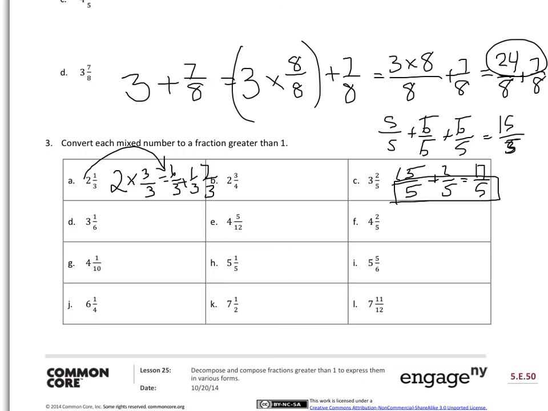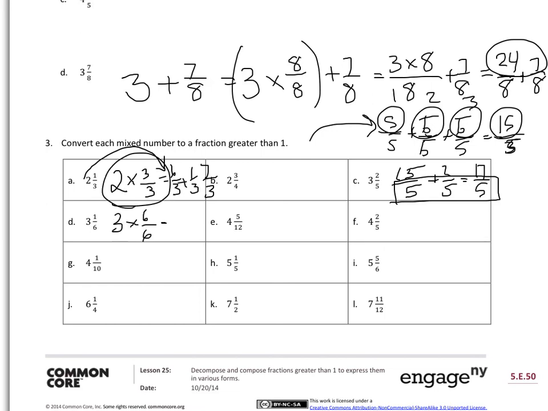So students are going to want to either skip count to figure out the whole, like I did here, 5, 5 more, and 5 more is 15, and that's representing the 3 whole. Or students can use this idea of multiplication. 3 times here would be 6/6. We'll give them 18/6. So they can do multiple methods to solve these problems.